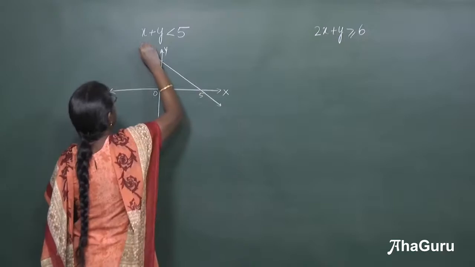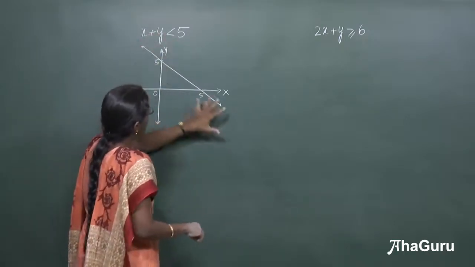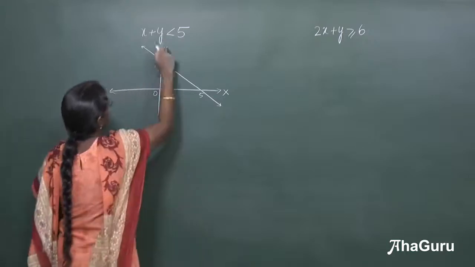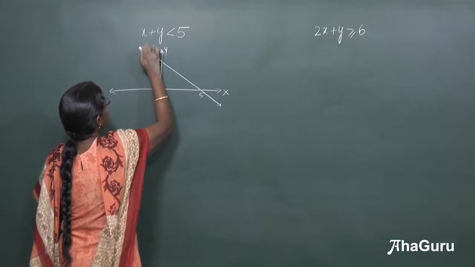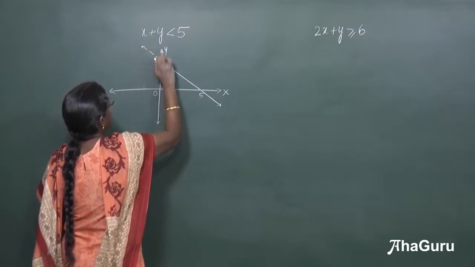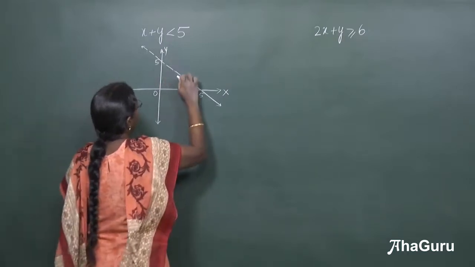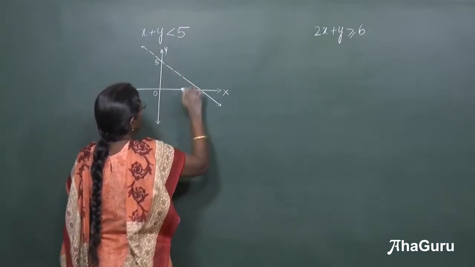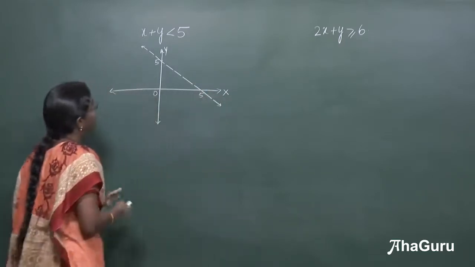Now, here it is a strict inequality. If it is less than or equal to, it will be a normal line like this. Whenever it is a strict inequality, just draw it as a broken line or a dotted line. It will not be a proper line, do not draw it as a complete line, just draw it as broken lines like this when it is a strict inequality.